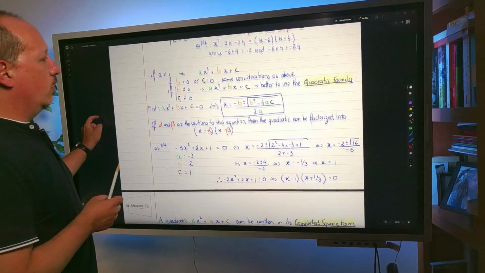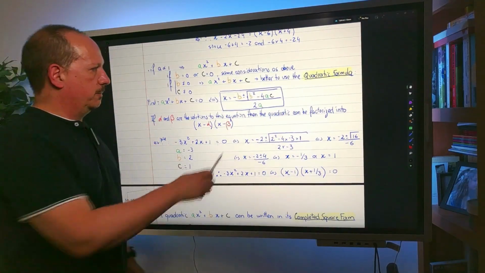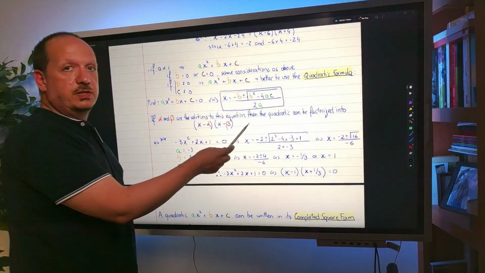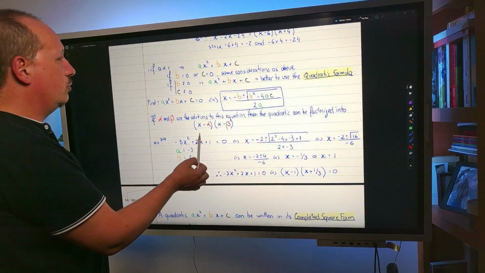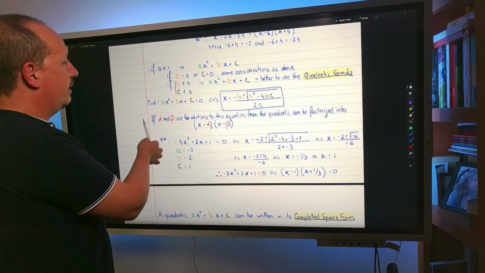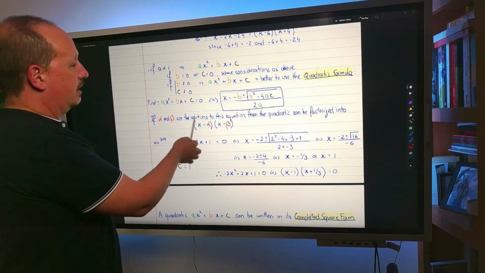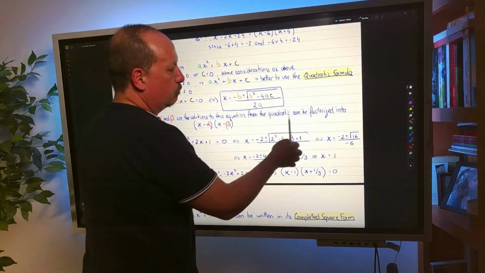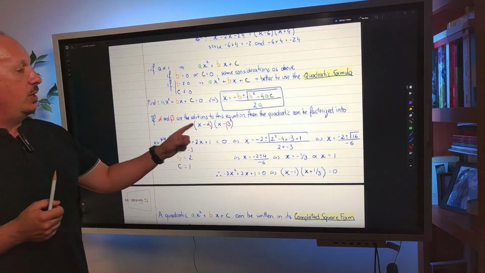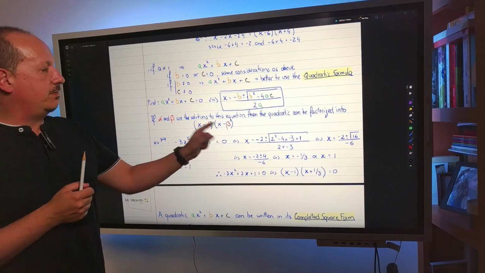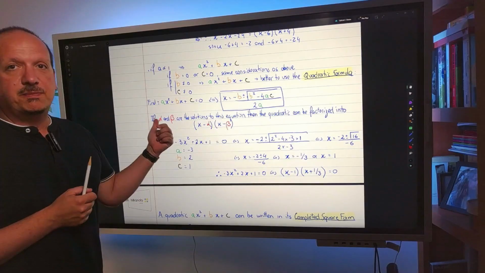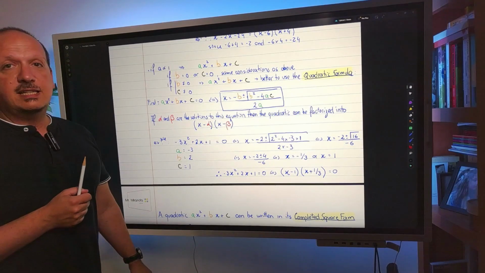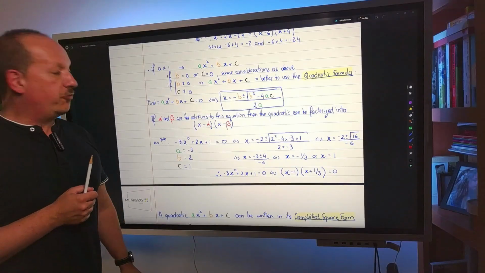Okay, so how does this work? You use a quadratic formula, equal this to 0, and solve it. Eventually, you are going to have two solutions, alpha and beta. If alpha and beta are the solutions to this equation after you equal it to 0, then the quadratic can be factorized into x minus alpha times x minus beta. Okay? If you find those two solutions, then this is it. You have the equation factorized.